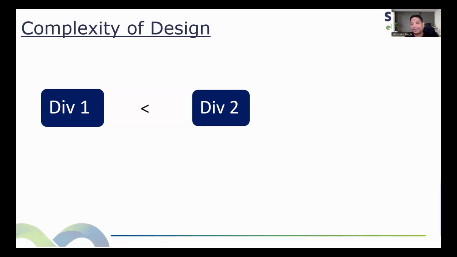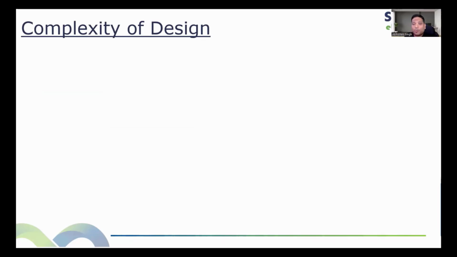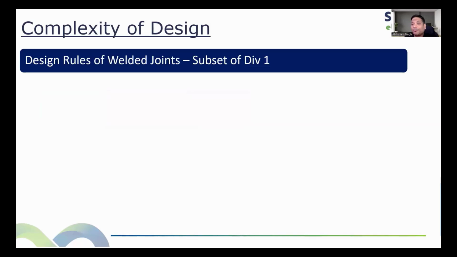Let us take the next. We'll build some more points on complexity of design, like design rules of welded joints. There are lots of calculations given for division 1 and division 2. Division 2 is a subset of division 1. Lots of types of welded joints which are permitted in division 1 might not be permitted in division 2. So few joints are taken, others are eliminated and not permitted in division 2.